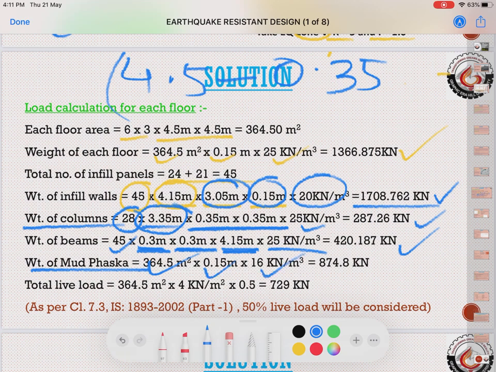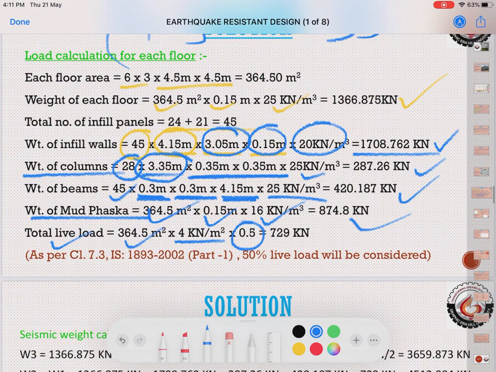Then comes the weight of mud fuska. This is the total floor area. You multiply total floor area by thickness into density of mud fuska, and you get the self weight of mud fuska. Total live load is 4 kilonewton per meter square into this value. Why is this half taken? Actually, if we consider this clause number, then according to this only 50% of live load will be considered. All right, so this is very important.